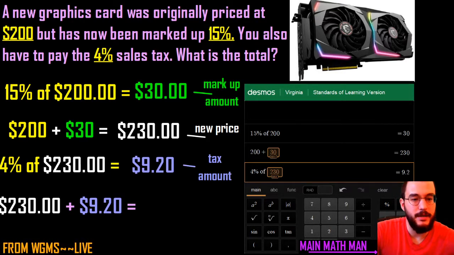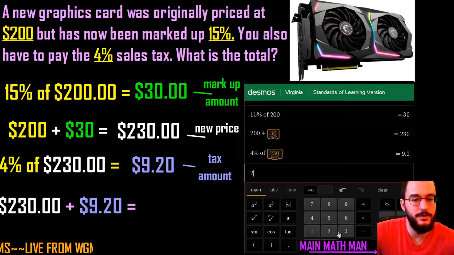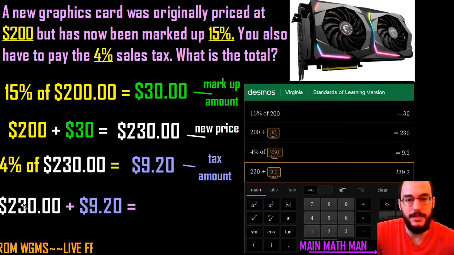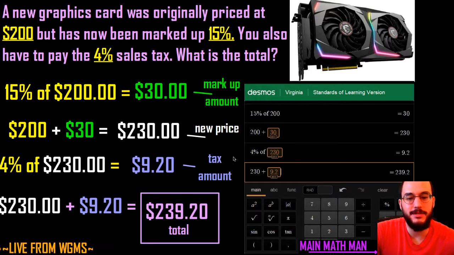And so we're going to say, all right, I have $230 plus the previous answer, which was our tax. So it was the new price plus the tax amount. And what does that give us? That gives us $239.20. Notice how I boxed that in as our total.